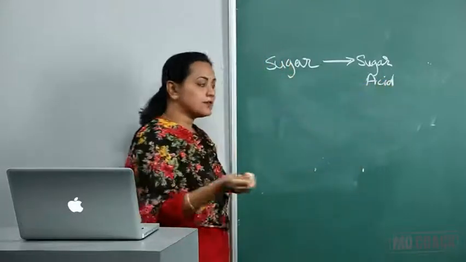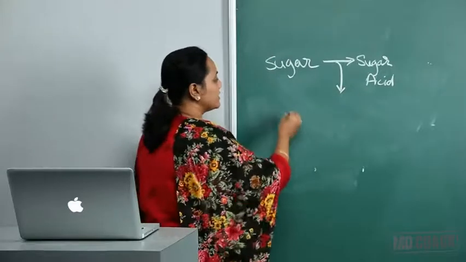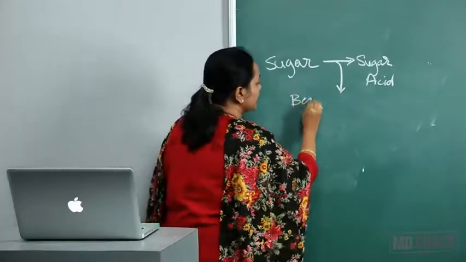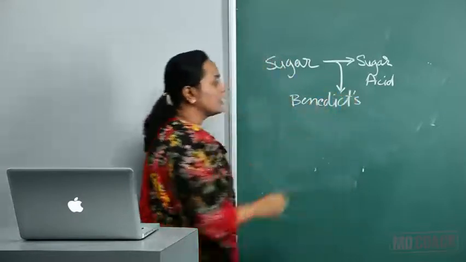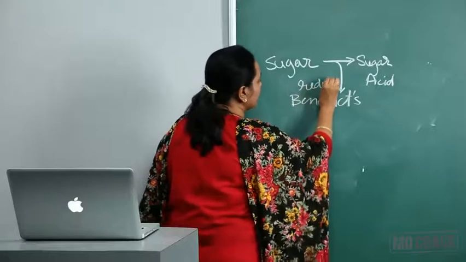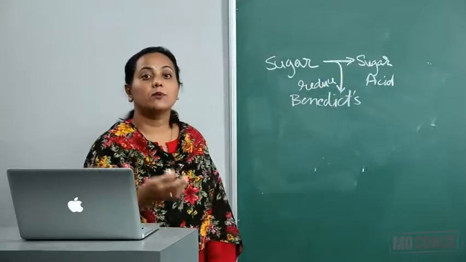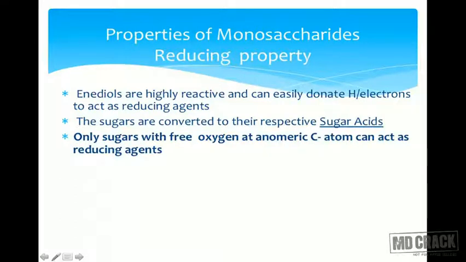So what does it reduce? It can give its electrons to different reagents like the Benedict's reagent, which we all know about. When it reduces the Benedict's reagent, it results in the formation of a colored compound. So this is an important property, the reducing property of glucose.